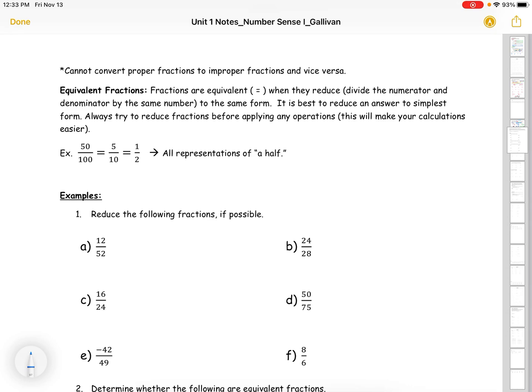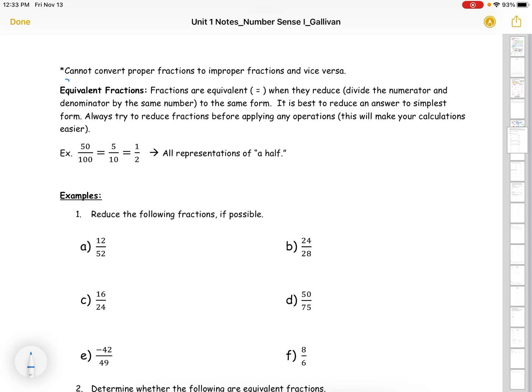Cannot convert proper fractions to improper, vice versa. Oh, if something's a proper fraction, you can't make it an improper fraction because it's already proper. Okay, I don't know why that's there.